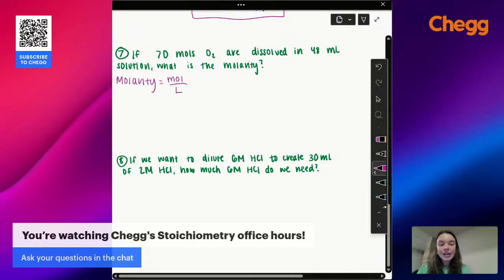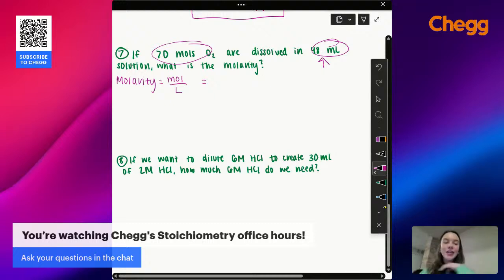So moles over liters. Lucky for us, in this question, we are given moles and liters. So this is actually a pretty simple problem once you understand the concept of molarity. But what we're wanting to do is basically just divide that 70 moles of O2 over the 48 milliliters. And that value, oh, actually, I spoke too soon. Sorry, guys. Okay, so I said molarity is moles over liters. Our problem gives us 48 milliliters.